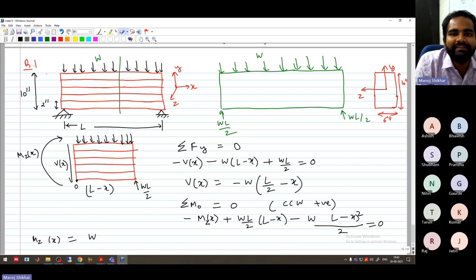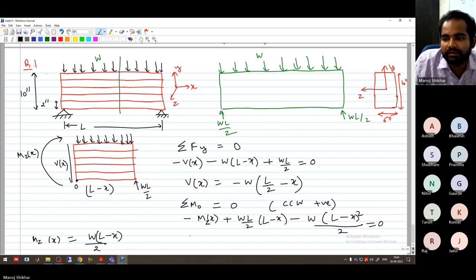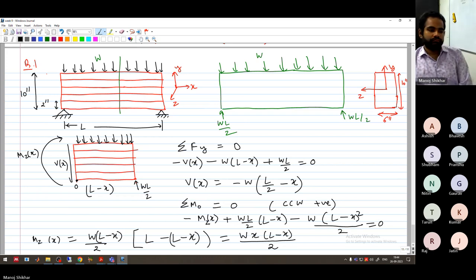This is quite weird. W by 2 into L minus x. We should take W into (L minus x) by 2 common, and here it will be L minus (L minus x), so Wx into (L minus x) by 2.